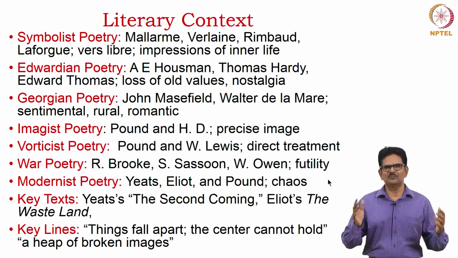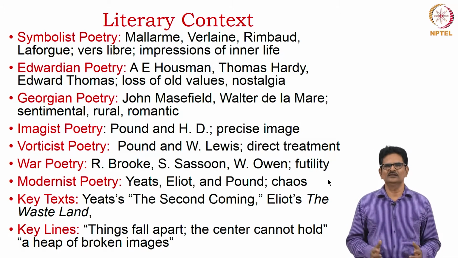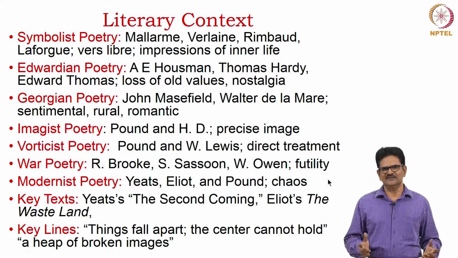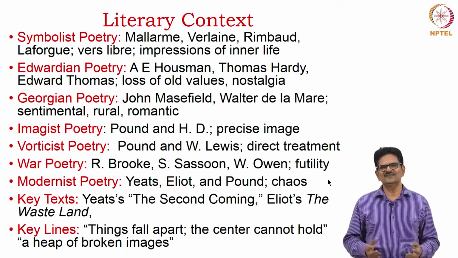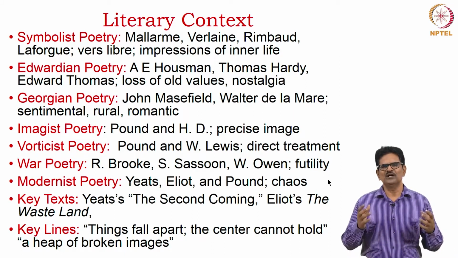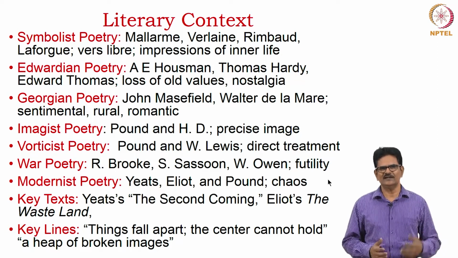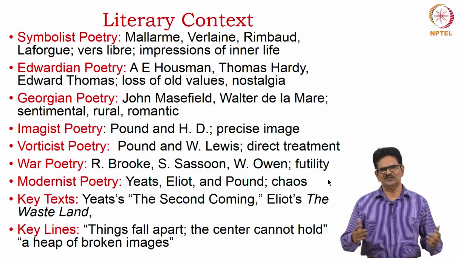And then we have proper modernist poetry in W.B. Yeats, T.S. Eliot, Pound and others, and they were all discussing modernist chaotic life in their poems. We have some key texts like Yeats's The Second Coming and Eliot's The Waste Land. We will discuss these poems in our course.